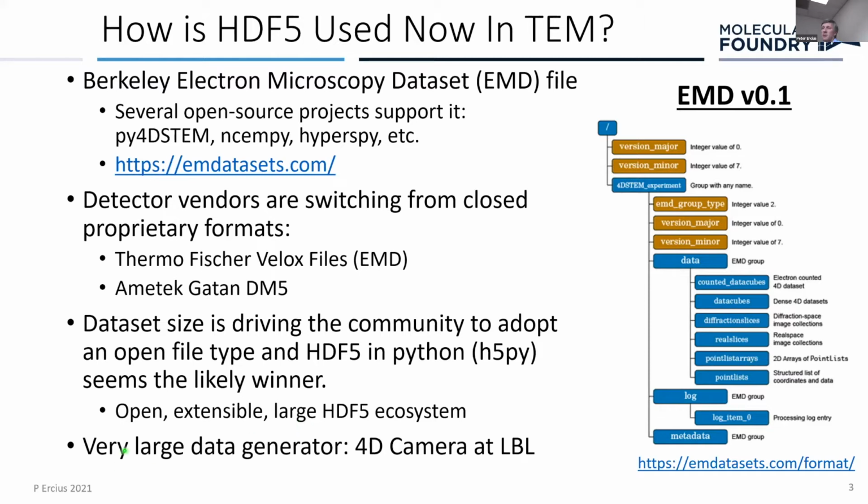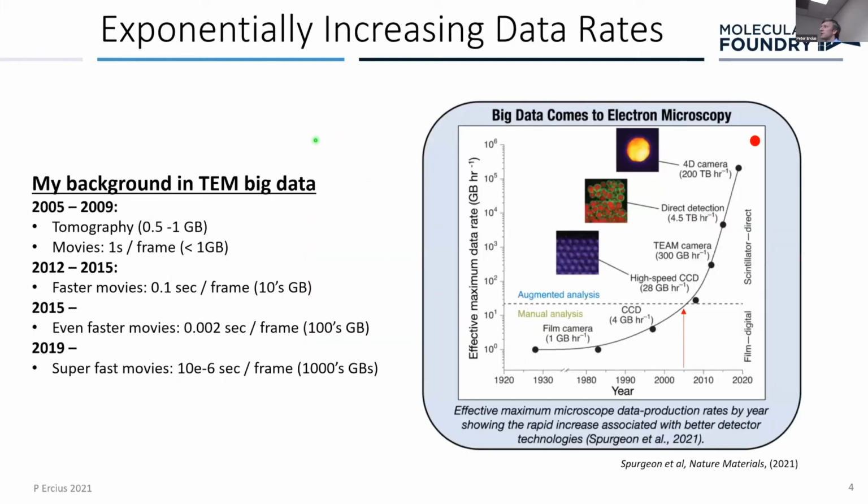So I'm going to specifically talk about a very large data generator that we have at LBL called the 4D Camera. So the 4D Camera is kind of the peak, one of the top generators of data in electron microscopy right now. And that's part of this exponentially increasing data rates we have in our field.